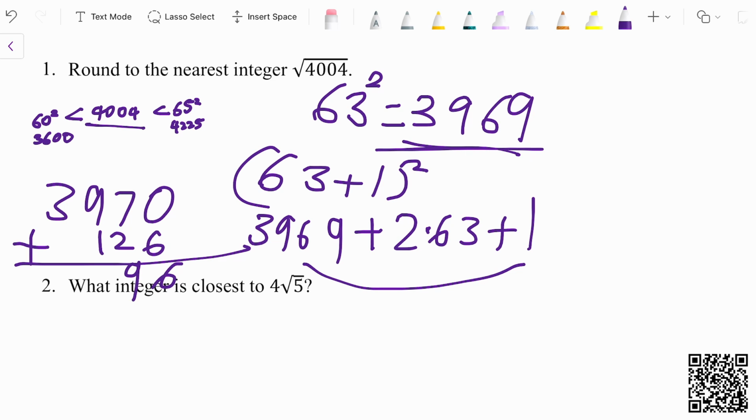6, 9, 10, 4. And this is 92 away. However, this number, if you add a 1 and then a 30, so 31 plus 4, is only 35 away from 4004. So that means that in the end, 63 is still closer than 64.